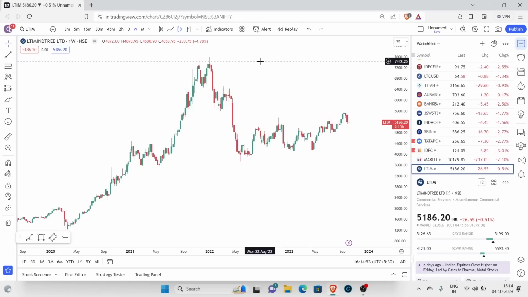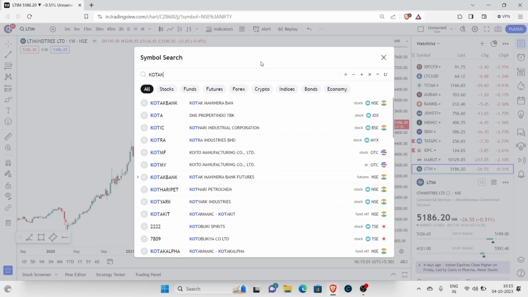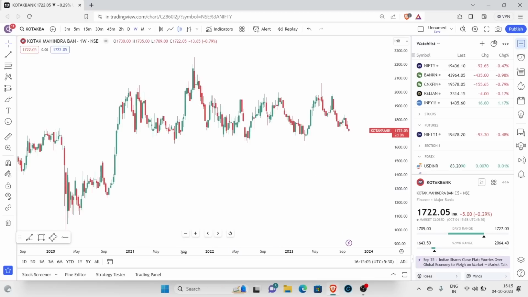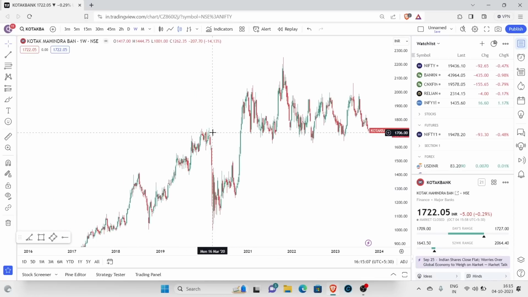So now you might have got a clear idea on how exactly you can end up picking stocks with relative strength. I'm just going to show you one more quick example. So let's take a look at Kotak Bank. So when I open the chart of Kotak Bank, you see from 2021, the stock has really not gone anywhere. So it was trading somewhere around 1,700. Even today, it is trading somewhere around 1,700.